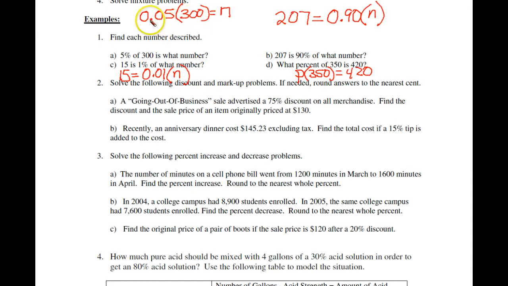Well, here we're just going to multiply 0.05 times 300. And I have my calculator, and hopefully you have yours. 0.05 times 300. And that gives me 15.